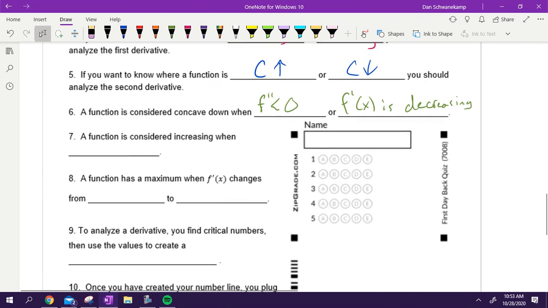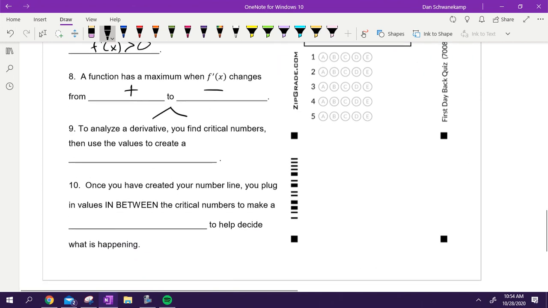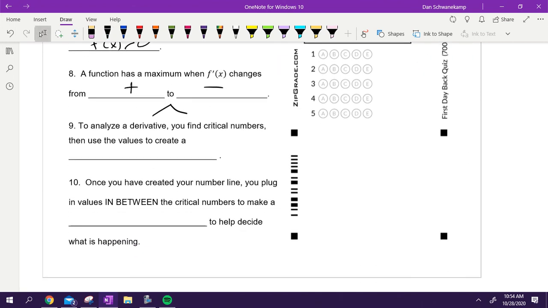Let's fill in these last ones. A function is considered increasing when f prime of x is greater than 0. A function has a maximum when f prime changes from positive to negative. That's a maximum. Slope changed from positive to negative. To analyze a derivative, you find critical numbers and you create a number line. And then once you have that number line, you plug in numbers in between the critical numbers to make a sign chart to help decide what's happening.